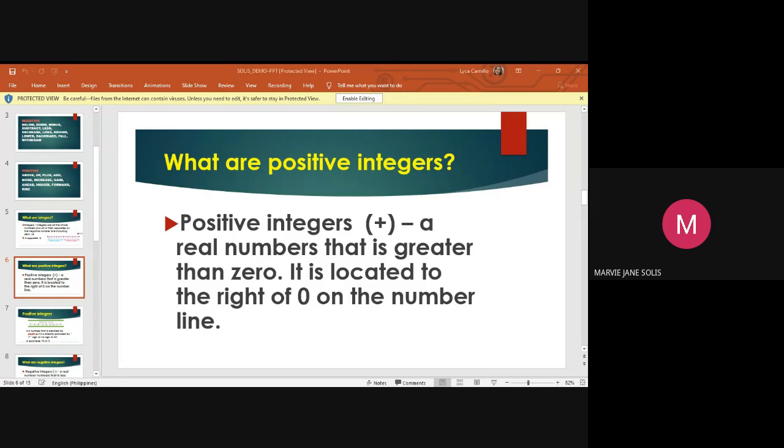So take note, always remember that if we do not see a negative or positive sign in front of a number, it means it is positive. For example, 9. If you don't see any sign, plus or minus, it is always a positive number. Like this, 9 means positive 9. 5 means positive 5.